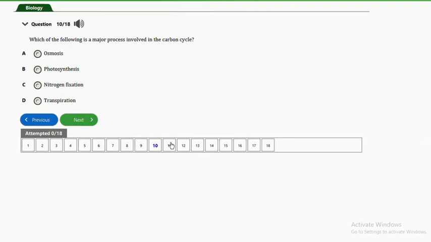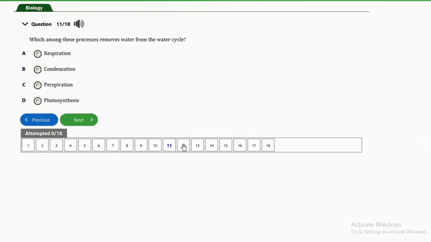The question says, which of the following is a major process involved in carbon cycle? Option A is osmosis, B, photosynthesis, C, nitrogen fixation, D, transpiration. So guys, out of all these options, the correct answer to this question is photosynthesis. Photosynthesis is involved in the carbon cycle because the process of photosynthesis actually helps to remove carbon from the atmosphere, because plants make use of carbon dioxide to manufacture their food, and this process removes carbon from the atmosphere and releases oxygen.